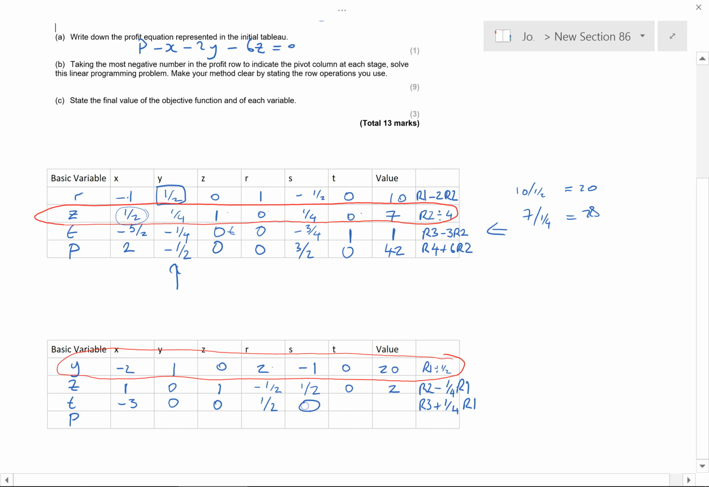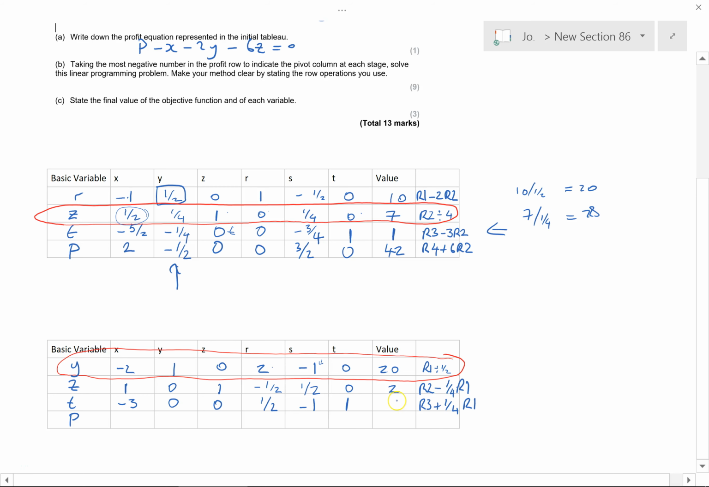Right, now the number here is equal to the minus 3 quarters plus a quarter times minus 1. That makes that number equal to minus 1. And this number here is equal to the 1 from before, plus a quarter times 0, which is still 1.